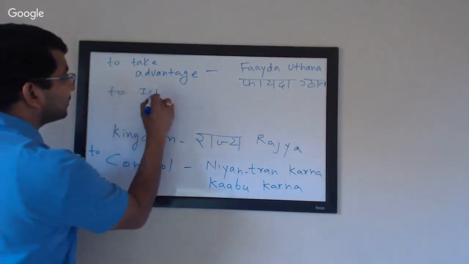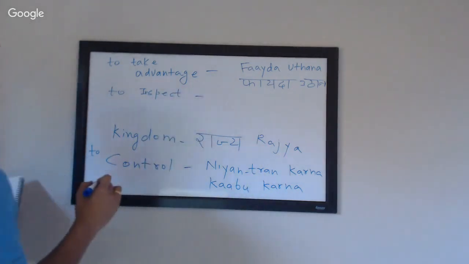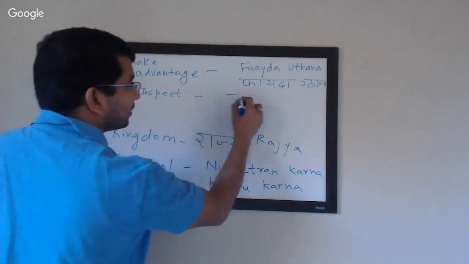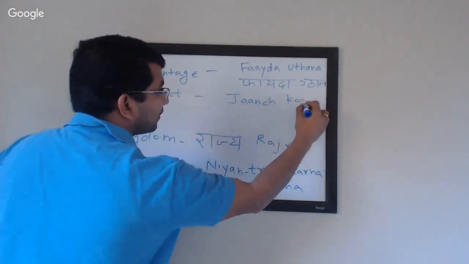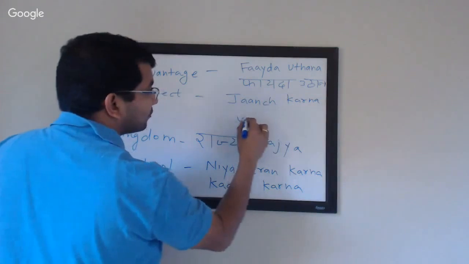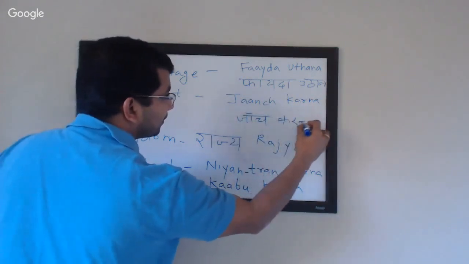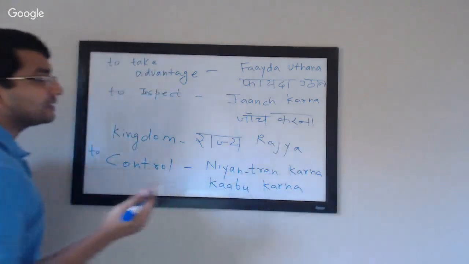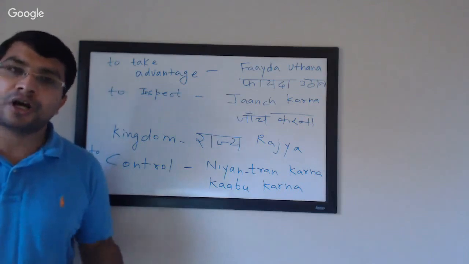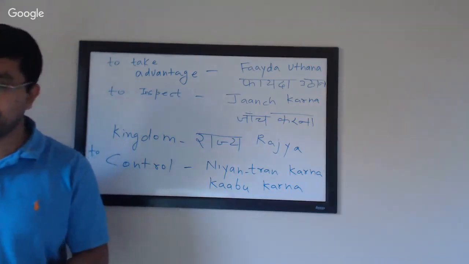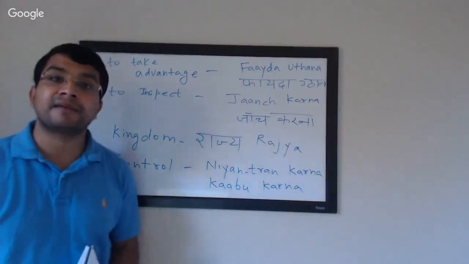The next one is to inspect. To inspect is जांच करना. Right? So basically you will say जांच करना. You can say policeman शहर की जांच करते हैं, right? That they inspect the house, or firefighters inspected the building, right?